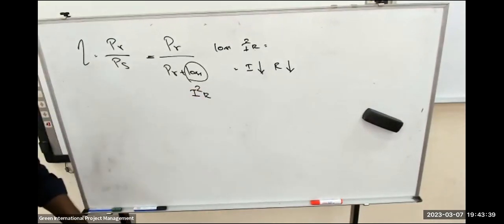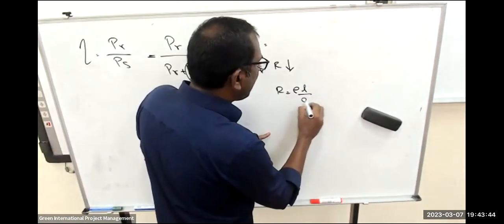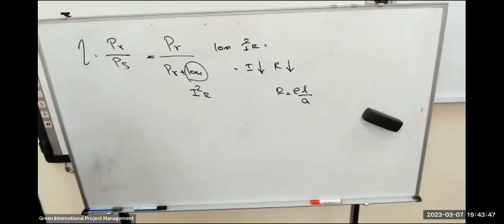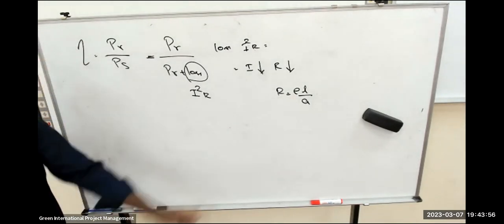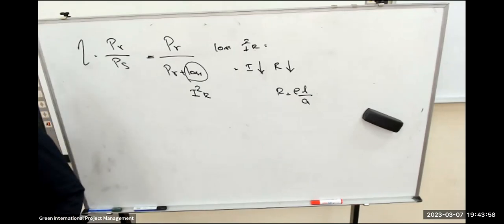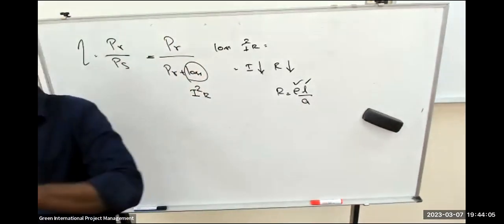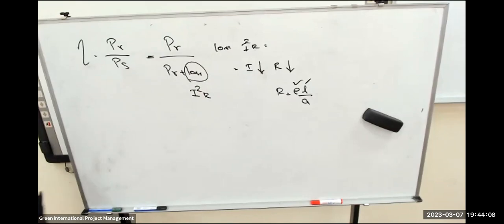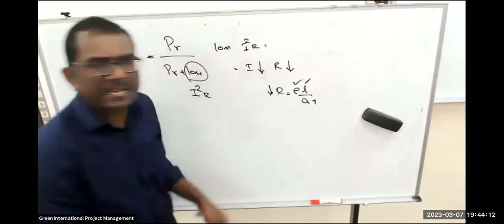How to minimize the resistance value? The formula for R is equal to rho L by A. We are using an all aluminum conductor, so rho is a constant. The length is 100 kilometers; we are not able to reduce the length, so we can freeze that L. And A, how to reduce the resistance value? By increasing the cross sectional area.